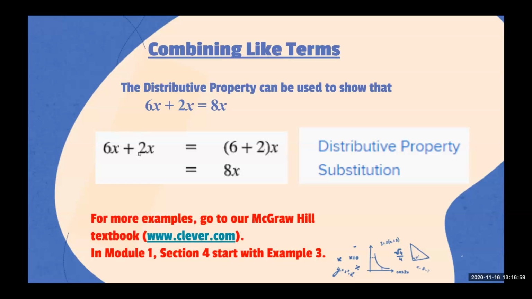When I'm combining like terms, I'm normally just saying, okay, yep, they've got the same letter and the same exponent, so now we can add those coefficients in front of them together. Any questions?